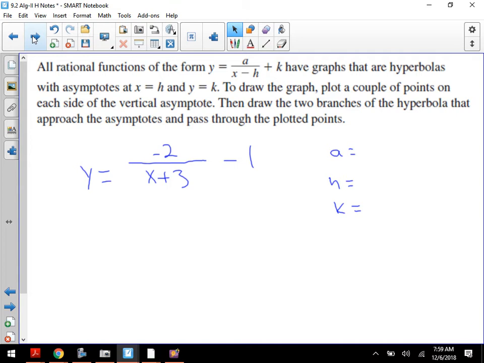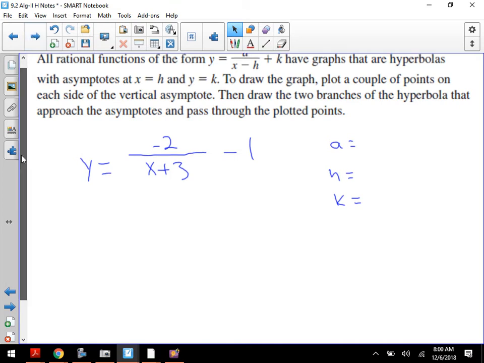So if I start with y equals -2 over x plus 3, minus 1, what I like to do is always label out a, h, and k, and then automatically plot my asymptotes first. Once you plot your asymptotes, then you know your boundaries, and you're just going to pick a couple of numbers on either side to figure out which direction the graph's going. And more often than not, you're going to get points that work cleanly.